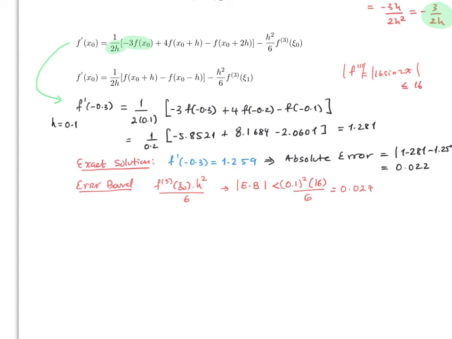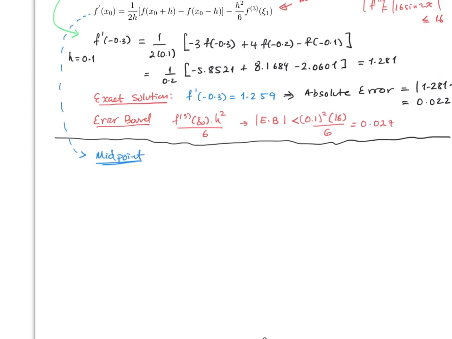And that's it. Now the second formula, or this one, is called the midpoint formula. And even though it looks like it has 2 points, it's actually also using 3 points. So I'm going to show you how to derive that formula using Taylor series again, what we did at the beginning. So for the midpoint, we did this already at the beginning of the class today.